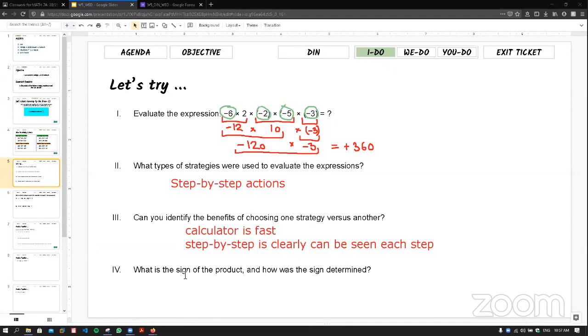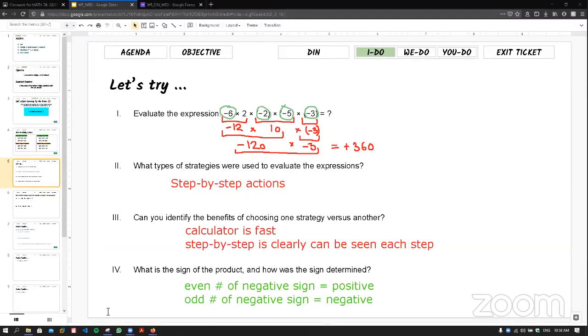An even number of negative signs will result in positive. I will show you another example in the next slides. An odd number of negative signs will result in negative. So this is the conclusion for today's lesson.